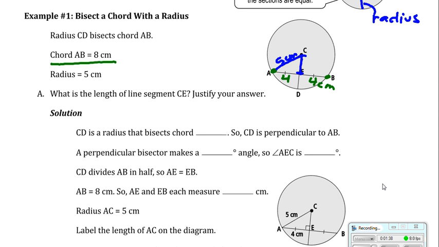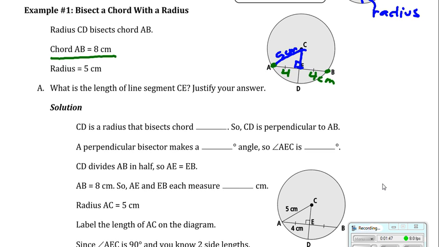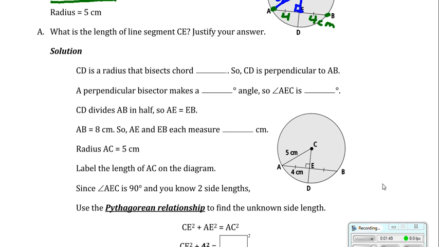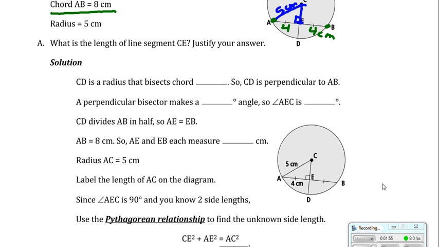And so we need to use Pythagorean to kind of help us figure this out, because we know that it's a perpendicular bisector because it's a radius line with a chord. So CD is a radius that bisects the chord AB. So it is perpendicular to AB. A perpendicular bisector makes a 90-degree angle. So angle AEC is 90 degrees. CD divides AB in half, so each side is equal. So each side, and we already said this, is 4 centimeters.